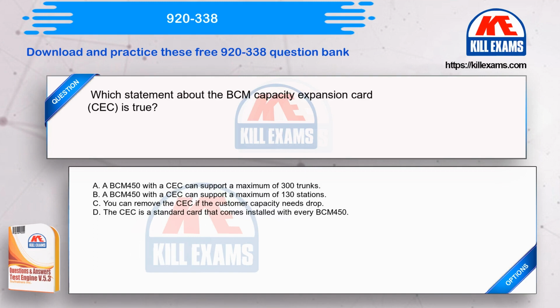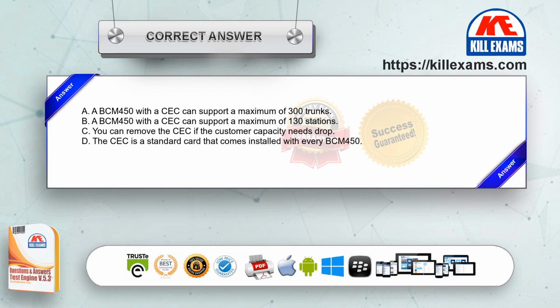Which statement about the BCM Capacity Expansion Card (CEC) is true? Option A. A BCM450 with a SEC can support a maximum of 300 trunks. Option B. A BCM450 with a SEC can support a maximum of 130 stations. Option C. You can remove the SEC if the customer capacity needs drop. Option D. The SEC is a standard card that comes installed with every BCM450. The correct answer is option C.